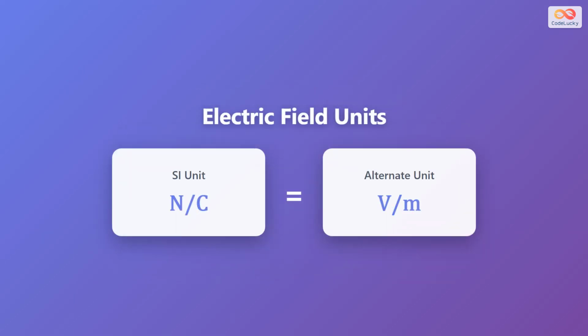Electric field strength is measured in specific units. The standard SI unit is newtons per coulomb, abbreviated as N/C. This makes sense because we're dividing force in newtons by charge in coulombs. However, there's an alternate unit that's equally valid: volts per meter, or V/m. These two units are completely equivalent. You can use either one depending on the context of your problem.